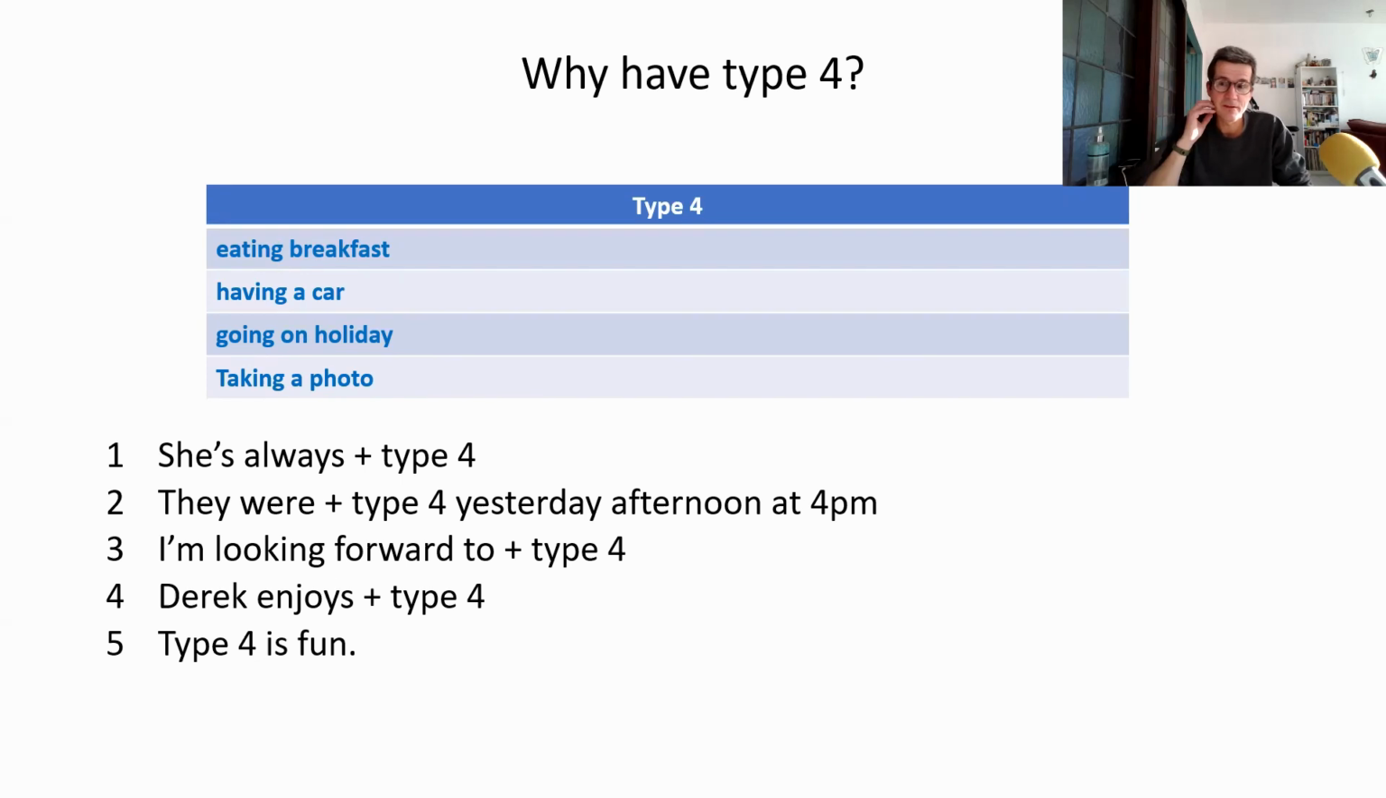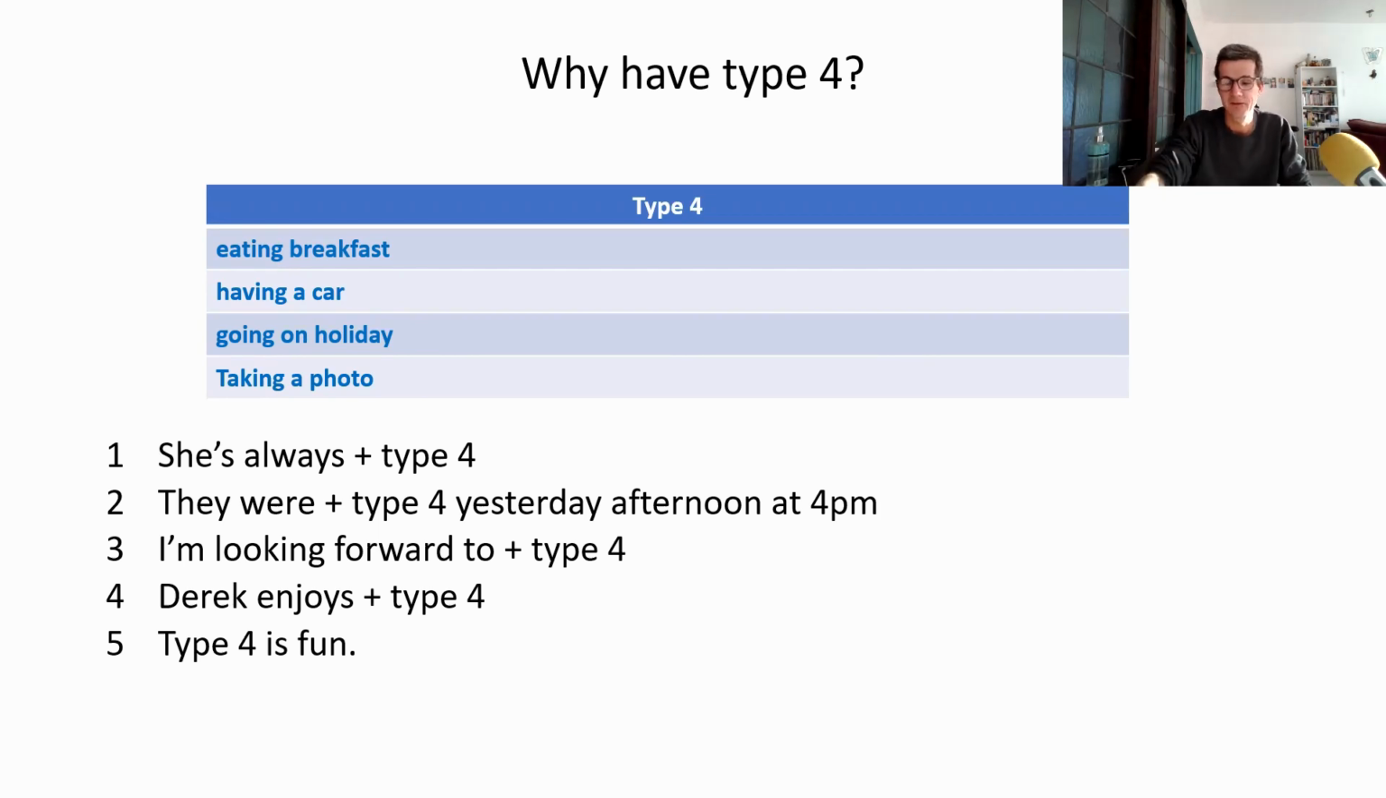I'm looking forward to. This one can go with the ball. So I'm looking forward to having a car works perfectly well. I'm looking forward to going on holiday. Anything with ing goes with it. Derek enjoys having a car. Works. Derek enjoys eating breakfast. And we can put this type 4, this action chunk, at the start of a sentence, and it's basically a noun, like a table. So eating breakfast is fun. Eating breakfast is kind of like table or boy, girl, picture. That's how it works.